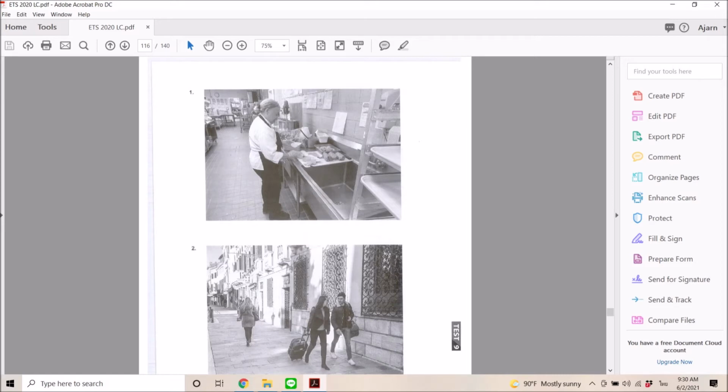Part 2. Directions. You will hear a question or statement and three responses spoken in English. They will not be printed in your test book and will be spoken only one time. Select the best response to the question or statement and mark the letter A, B, or C on your answer sheet. Now, let us begin with question number 7.